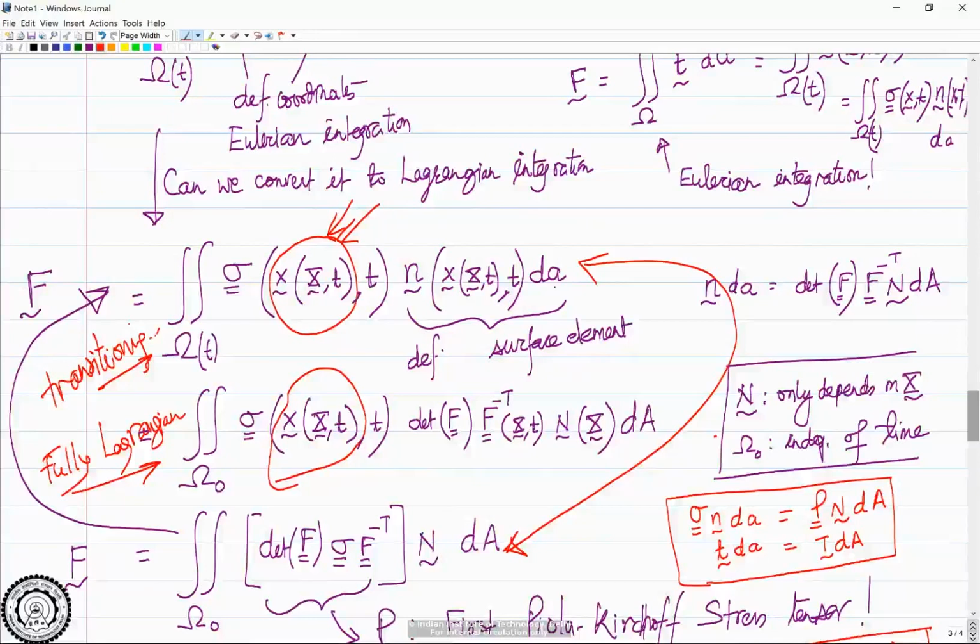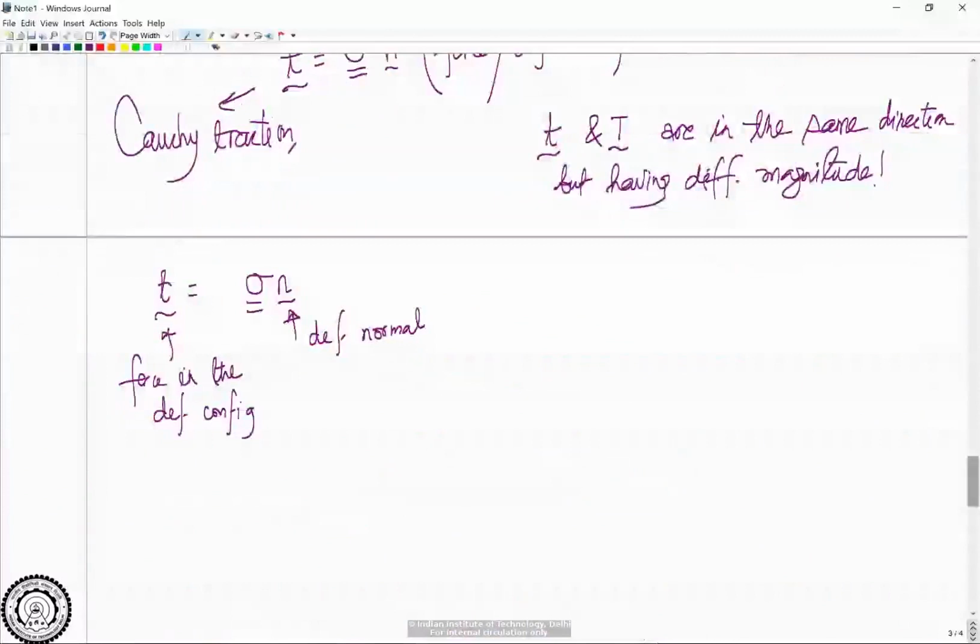So that's why we use Eulerian in fluid mechanics. So I hope you got the idea about this Piola-Kirchhoff stress, right? As I was saying here, T is equal to sigma times N, but T is equal to big P into capital N.